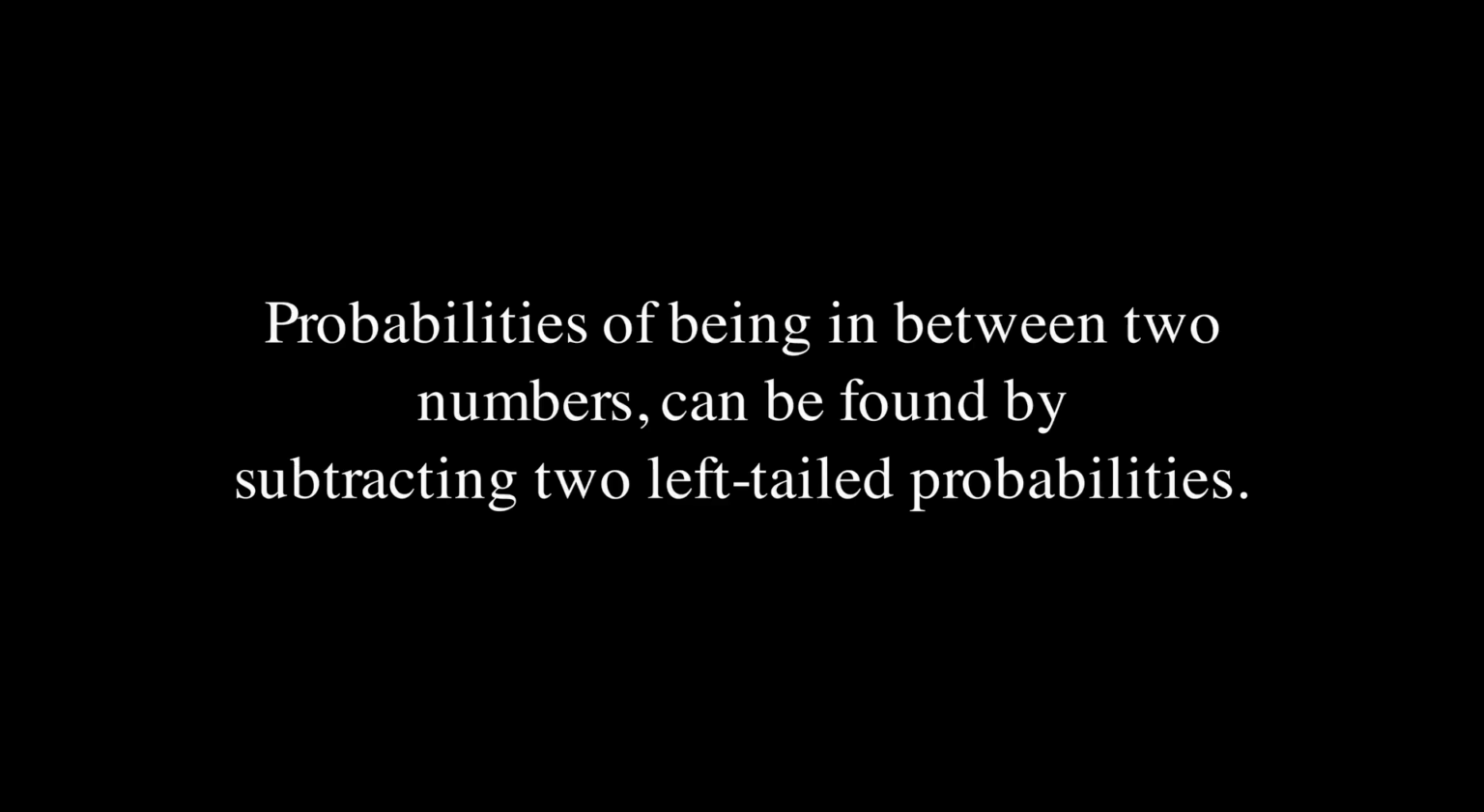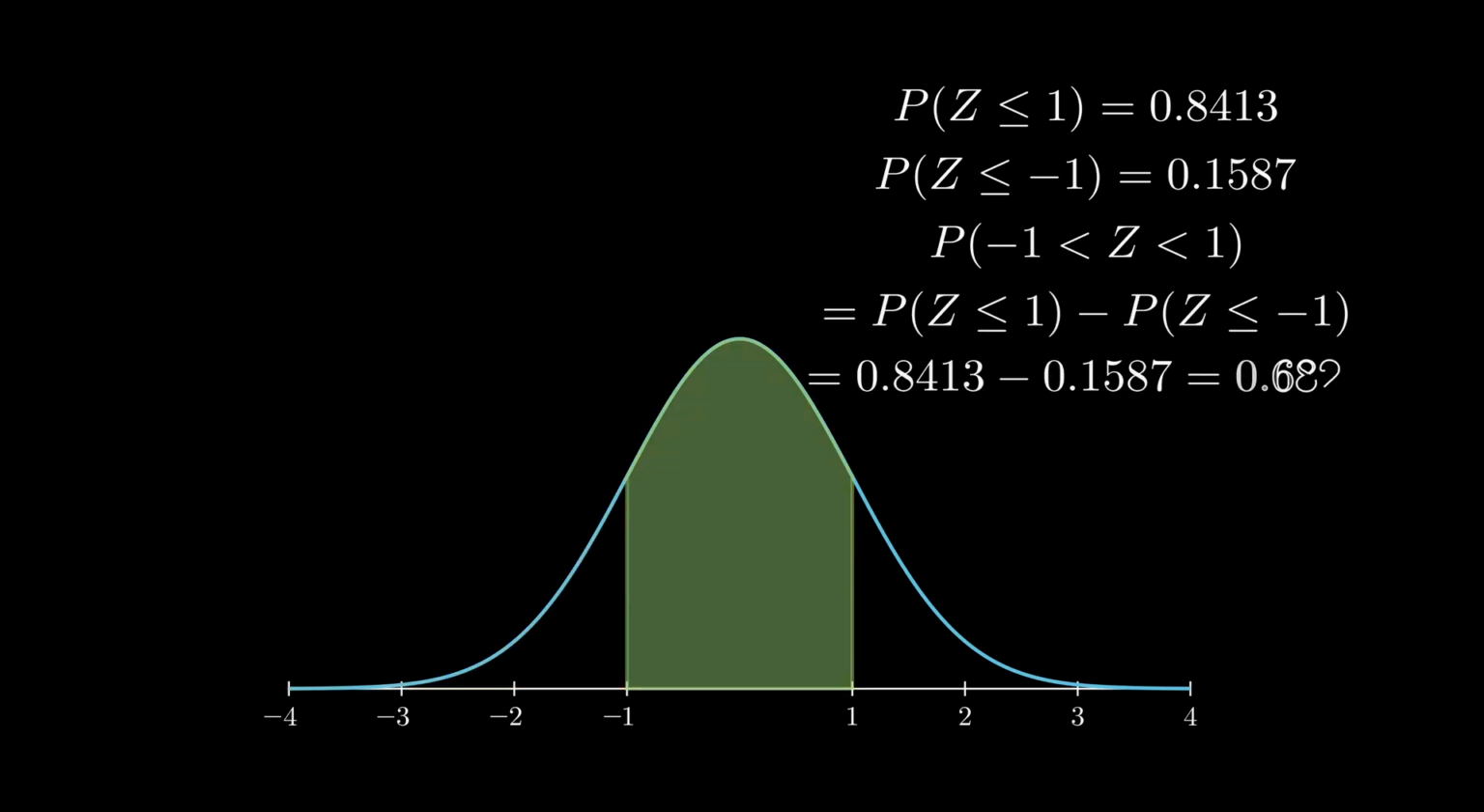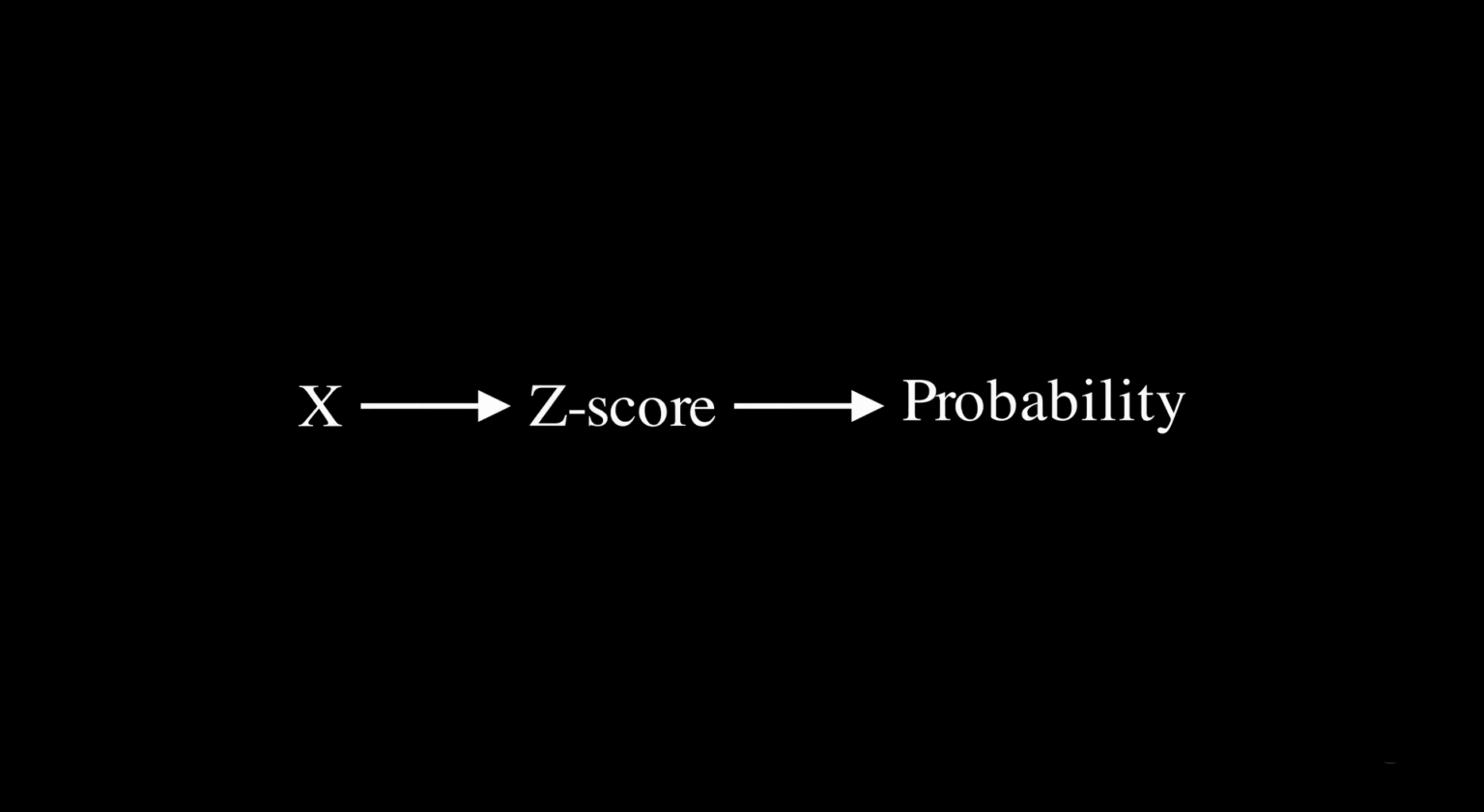And probabilities of being in between two numbers can be found by subtracting two left-tailed probabilities. The probability that z is less than 1 is 0.841. The probability of being less than -1 is 0.1587. And when we subtract those two probabilities, we get the probability in the middle, 0.68, which we knew from the empirical rule. And just as when we want to solve a probability, we can go from the number x, like Bob's height, to a z-score, 1, to a probability. We can also go in reverse, from a probability to a z-score to a value.